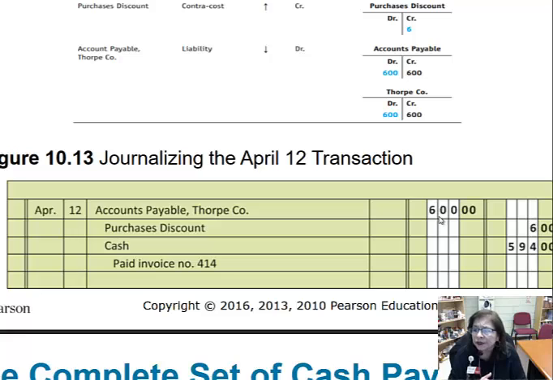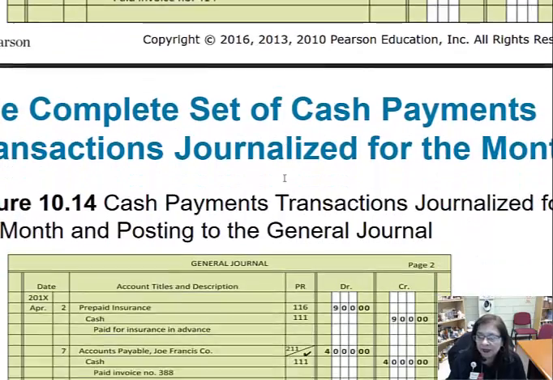So here we're saying we're going to debit the accounts payable for Thorpe for the entire amount. Then we're going to go ahead and credit the $6 on the amount. And it's not 10%, so it's not $60. It's 1%, so it's $6. So we're now going to go ahead and pay him the $594, and then we show which invoice we paid out, and it should also be noted on the check that we're paying out, okay?